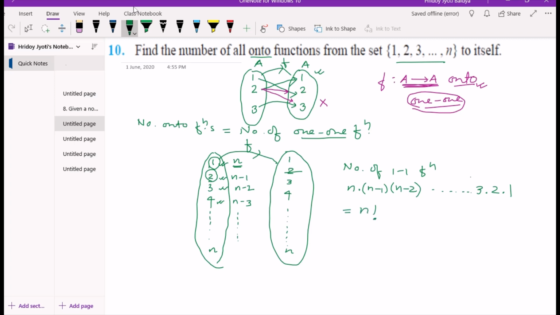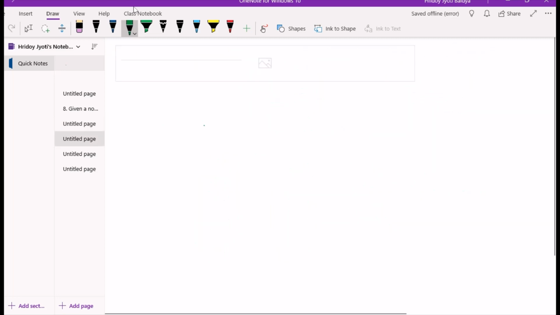And since the function was given to be onto, and the set is running from this set to itself, the number of onto functions will be the same as the number of one-one functions. So this will be the answer to this question. Okay, we'll go for the next question. Next question is this.